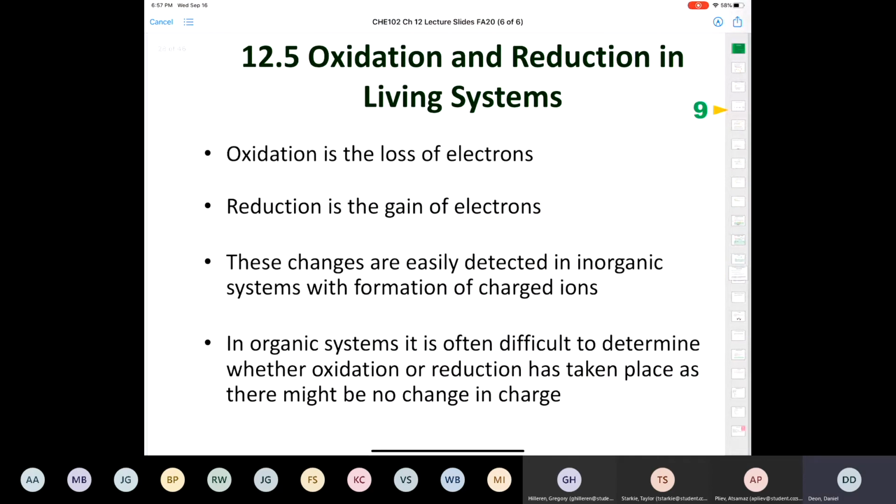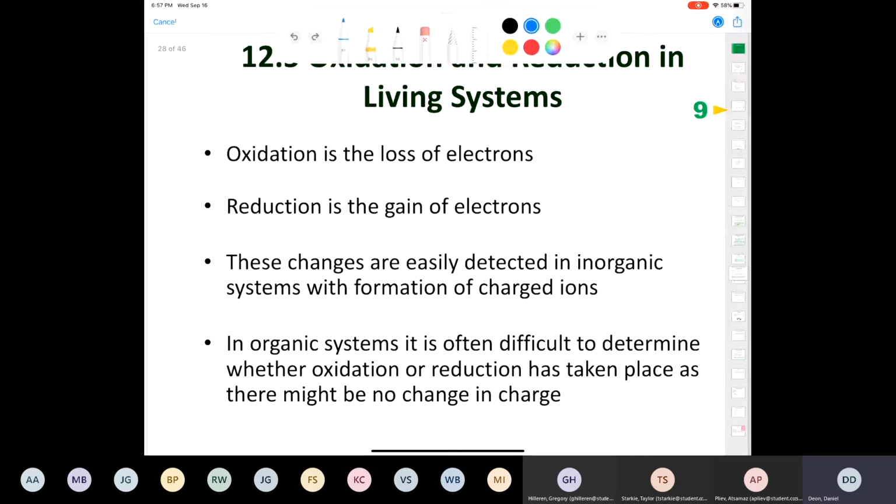Okay, oxidation and reduction in living systems. I'm not going to really ask you a whole lot about this, but I just want you to know a couple of things that you should have learned in general chemistry. You might have learned this expression here, OIL RIG, and that deals with electrons. Oxidation is losing electrons, and reduction is gaining electrons. Another version of it, the Canadian version, is Leo the lion says GER, which is lose electrons oxidized, gain electrons reduced.